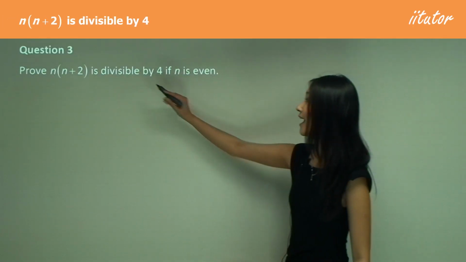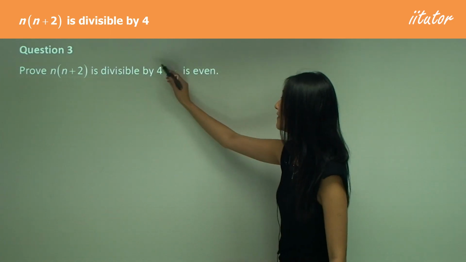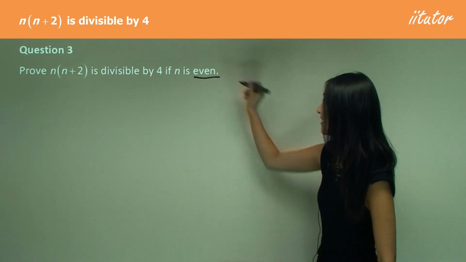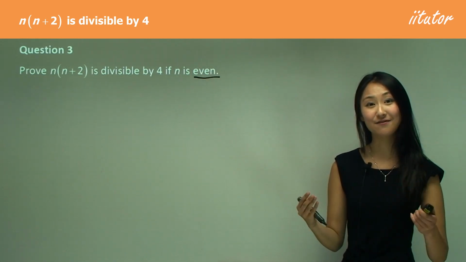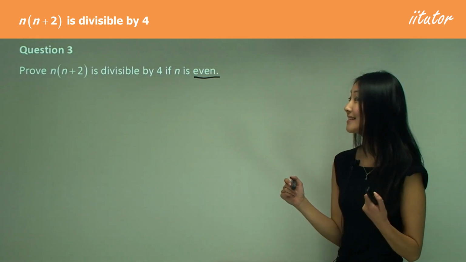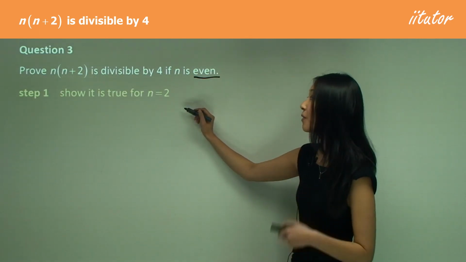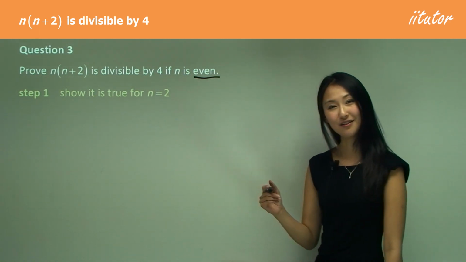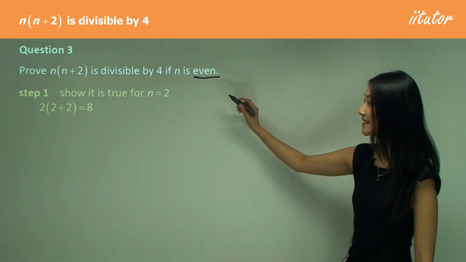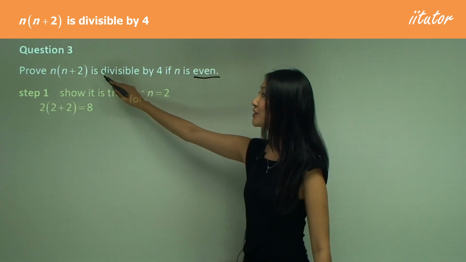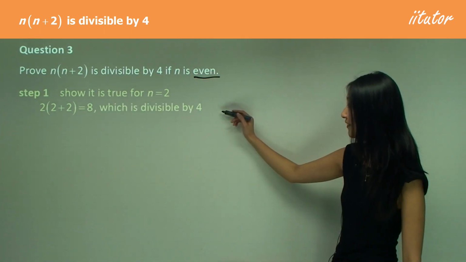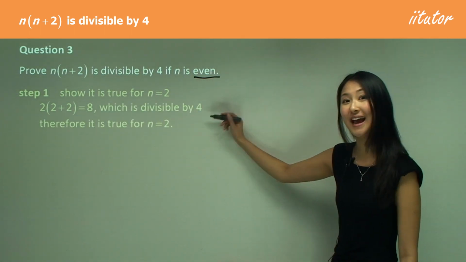We want to prove that n times n plus 2 is divisible by 4, if n is even. So you can see the question has specified that this really only works if it's even. So that means that when we start off with step 1, we want to show it's true for n equals 2 because that's the smallest even number. So that's why we start off with that. Substituting 2 into this, we have 2 times 4, which equals 8, which is indeed divisible by 4. And therefore, this is true for n equals 2.